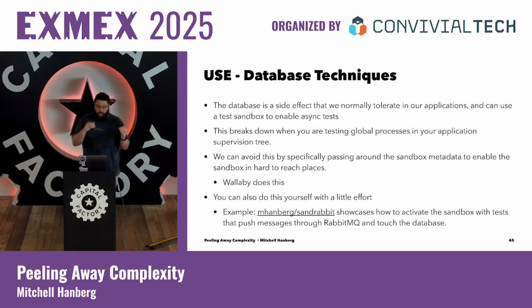But this can break down when you're testing using global processes in your application supervision tree, because you might have a RabbitMQ consumer that is a little too laborious to set up every test, so you just still want to run it through. That process doesn't really have any expectations that you need to configure per test. You just need to run it through it. But because it's a global process, it's not synchronized with your test process, so the Ecto sandbox can't align everything, and you end up having to make your test synchronous. But we can avoid this by passing the sandbox metadata around to get it into hard to reach places.